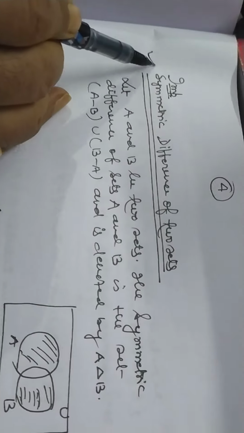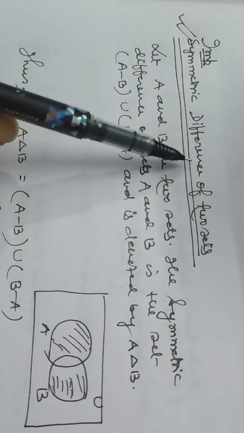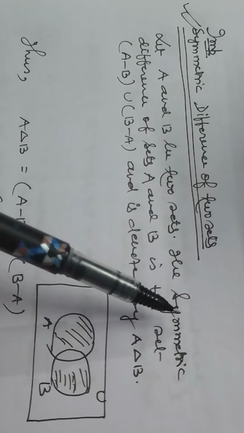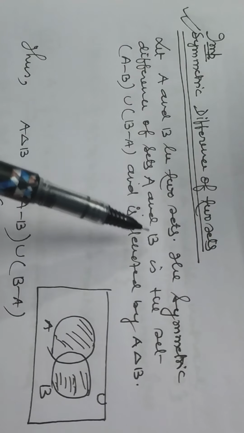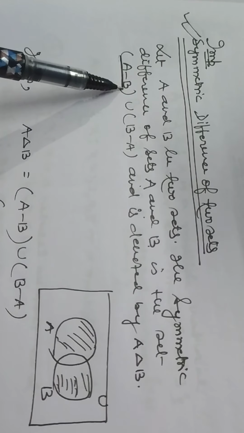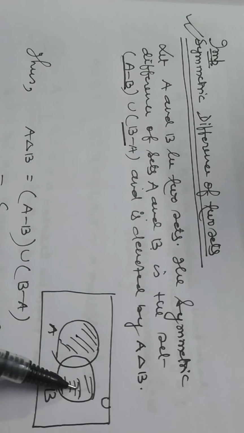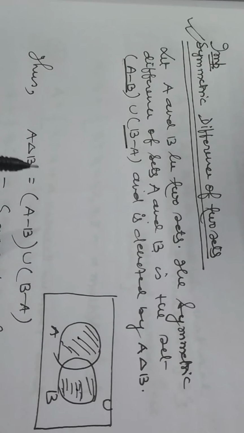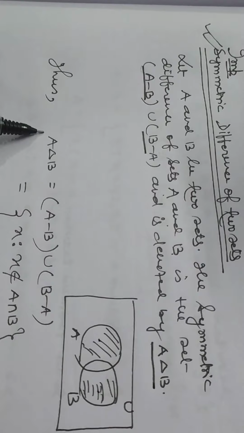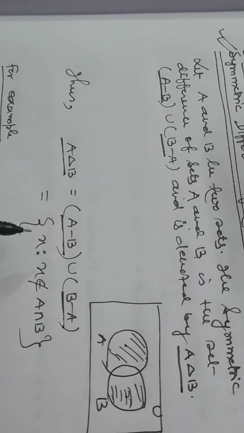Now there is a very, very important form of set: the symmetric difference of two sets. Let A and B be two sets. The symmetric difference of sets A and B is the set A minus B union B minus A. This is A minus B and this is B minus A, and is denoted by A delta B. Thus A delta B is equal to A minus B union B minus A.